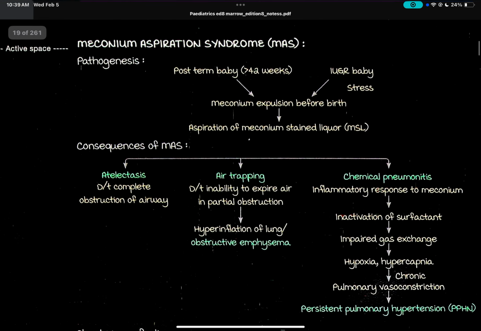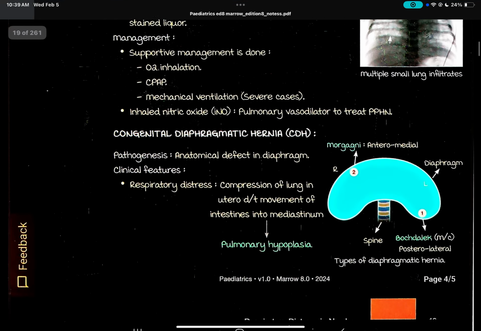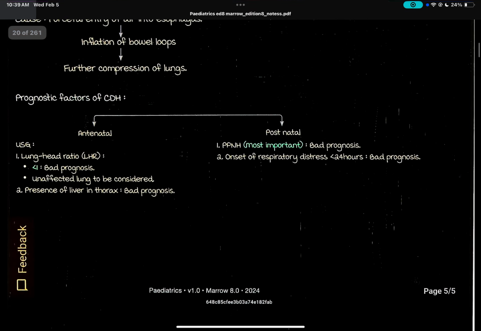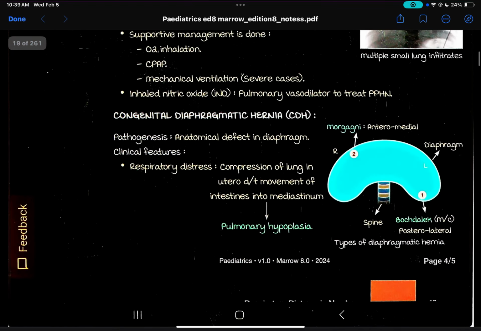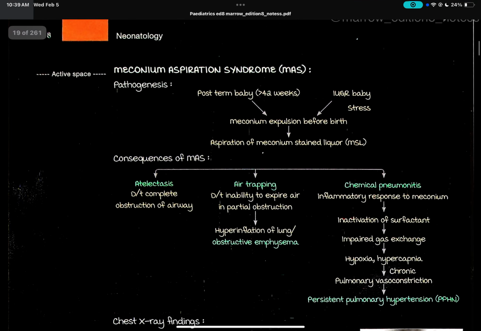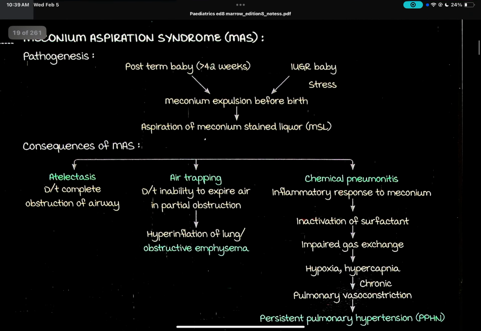Then you have your meconium aspiration syndrome. Pathogenesis: postterm baby, that is more than 42 weeks, or IUGR baby. Stress, then meconium expulsion before birth itself. Then there is an aspiration of meconium stained liquor, MSL.